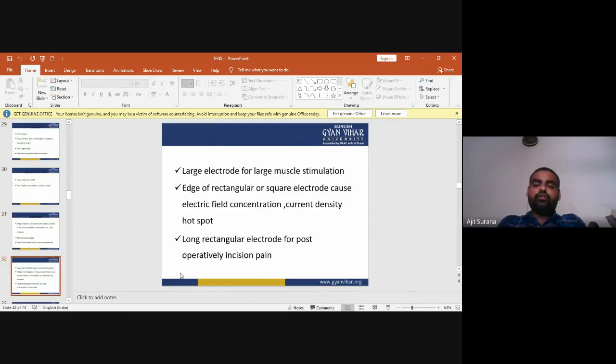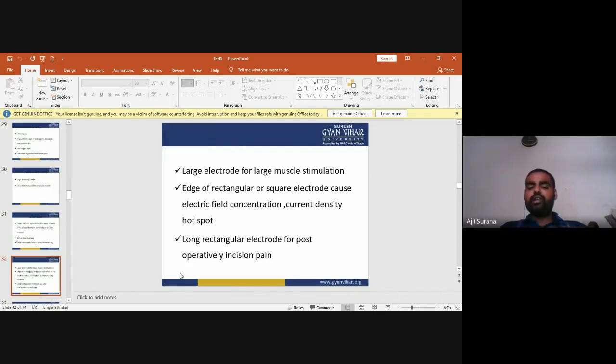Large electrodes are mainly used for large muscle stimulation. The edges of rectangular or square electrodes cause electric field concentration, current density, and hot spots.